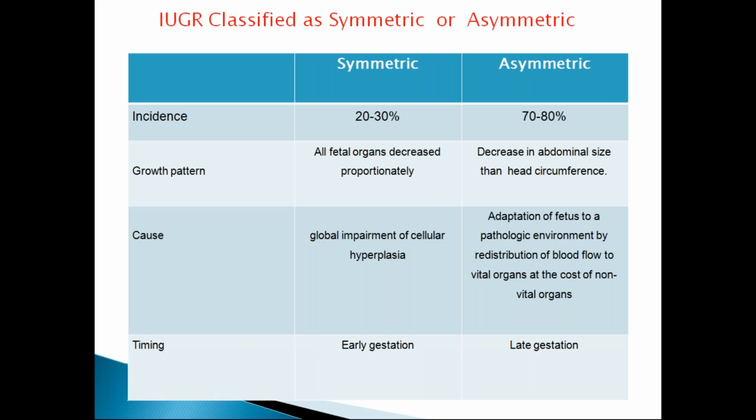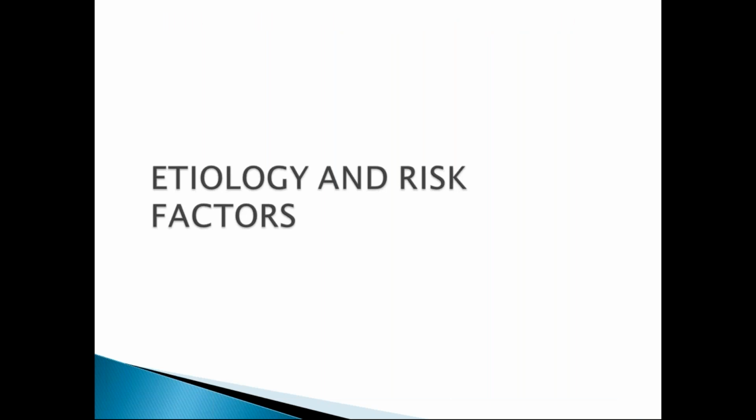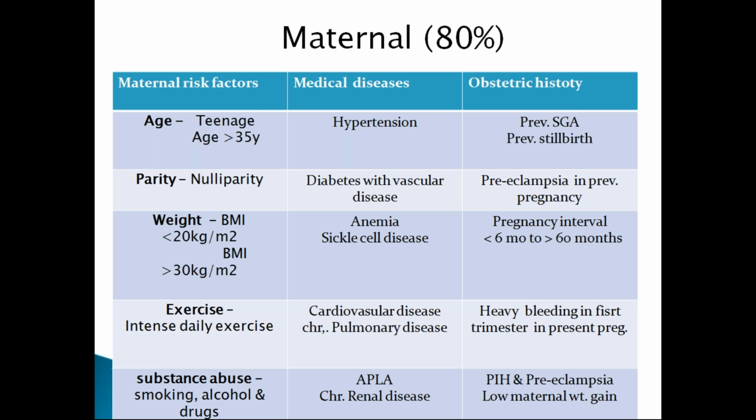So there is another classification also: intrinsic factor, extrinsic factor, and combined, and sometimes idiopathic. This is one more classification. Intrinsic is basically a fetal condition, extrinsic is maternal conditions, and a combination of these, and when the cause is not known, idiopathic. So regarding etiological factors, as I told you, maternal condition is responsible in the majority of cases, 70 to 80%. Fetal causes are only 20 to 30%.